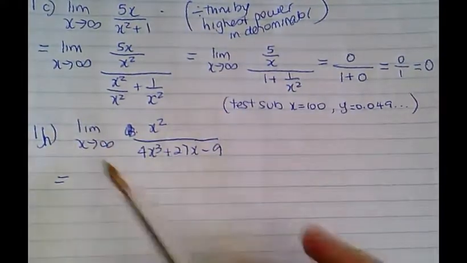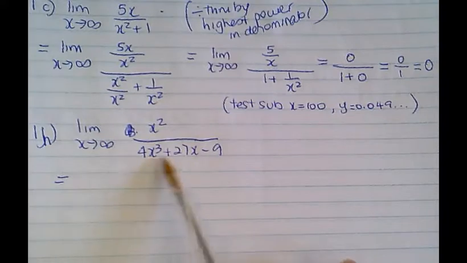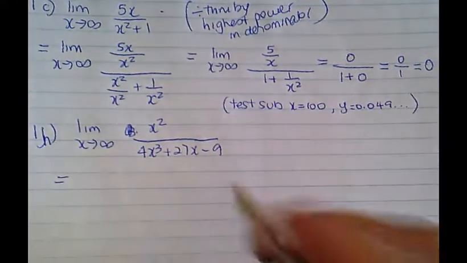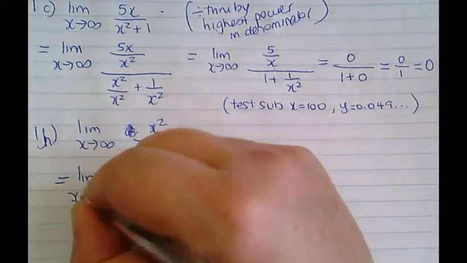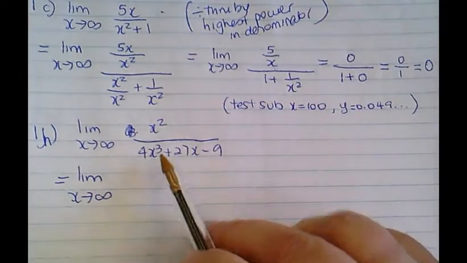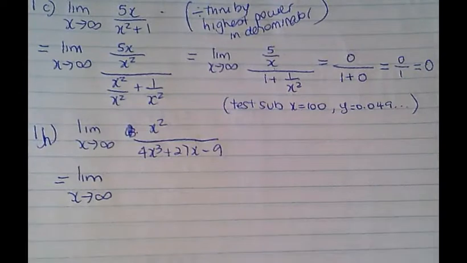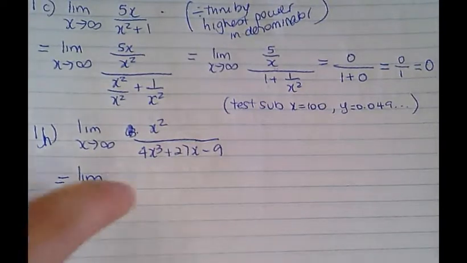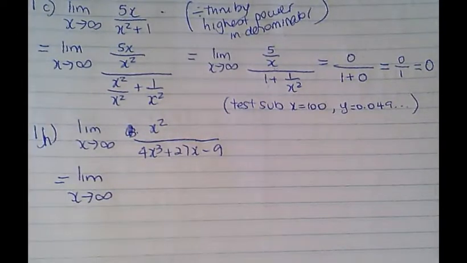So the next one. The limit as x approaches infinity of x squared over 4x cubed plus 27x minus 9. What do I divide through by? The highest power of what? Yes, but you don't have to divide by 4x cubed, just x cubed. Divide by the highest power in the denominator. The reason we need to divide by the highest power in the denominator, not the numerator, is if we divide by the highest power in the numerator, we're going to end up with zeros on the denominator. And we don't want zeros on the denominator.